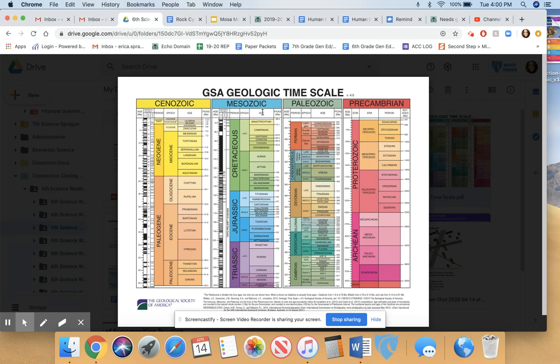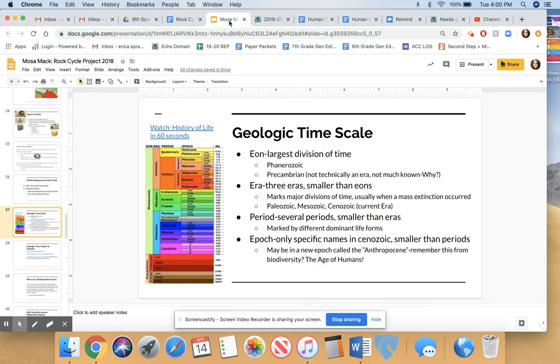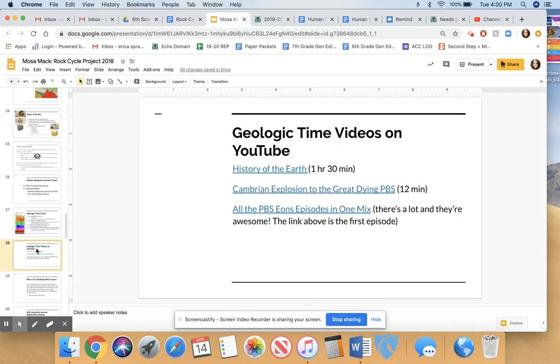Within epochs, you have age, and then millions of years ago. So this one just kind of fits on one nice, easy to print worksheet. All right, so there are some great geologic timescale videos.